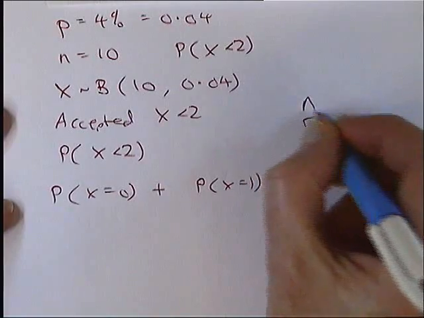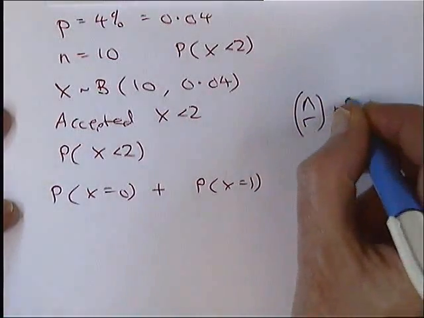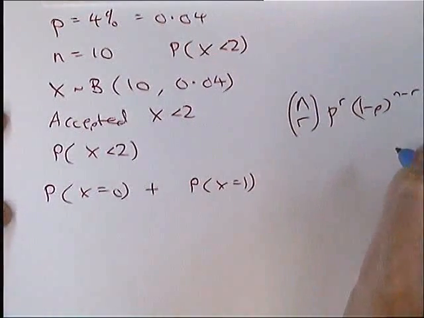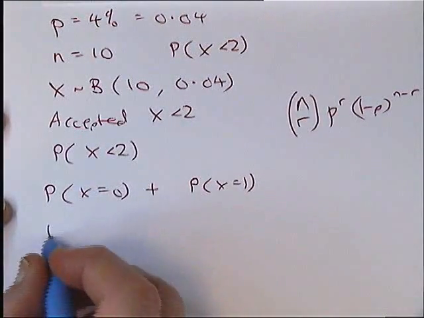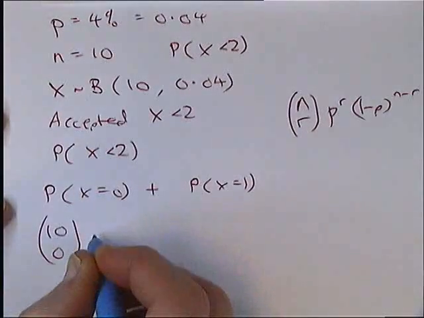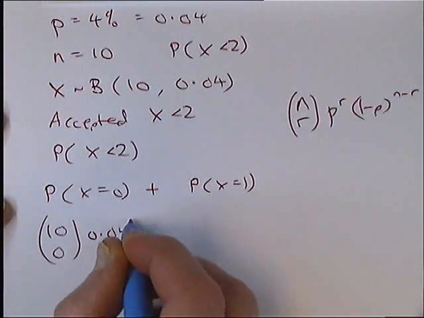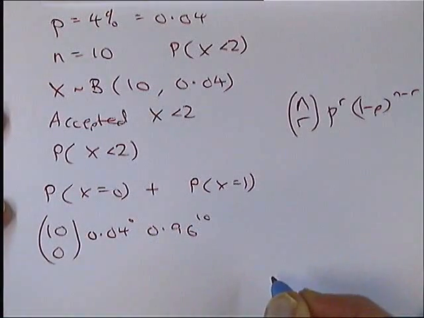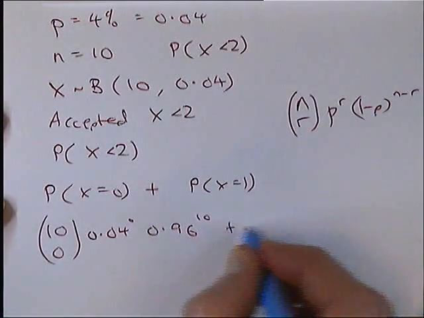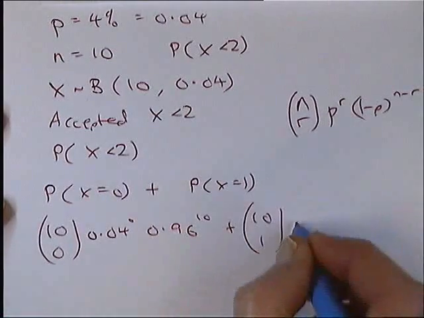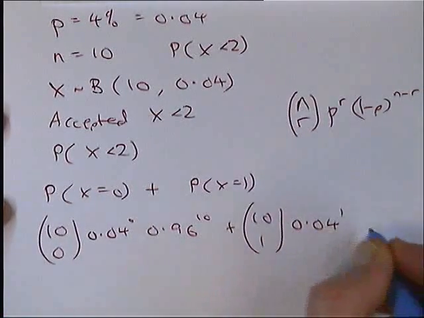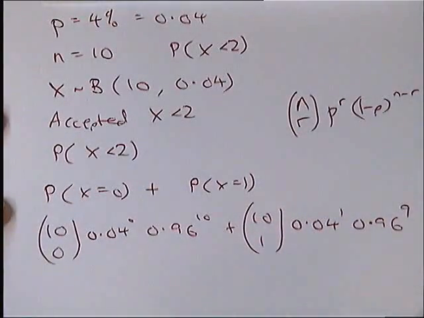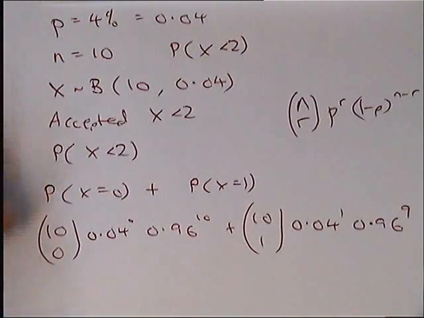The formula was N choose R, P to the R, 1 minus P to the N minus R. So over here, this first calculation will be 10 choose 0, P to the 0, 1 minus P to the 10. And for this calculation it will be 10 choose 1, P to the 1, 1 minus P to the 10 minus 1, and we get these two calculations.